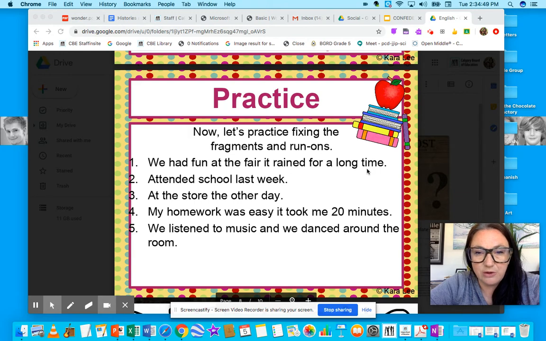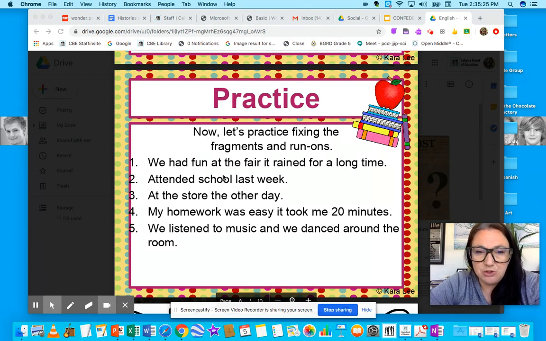Okay, welcome back. So this one is, we had fun at the fair. It rained for a long time. So this is a run-on sentence. It doesn't have a conjunction. It can be two sentences on its own. We had fun at the fair. It rained for a long time. So you could fix this run-on by adding a period here and making it two. But you could also put, we had fun at the fair, comma, but it rained for a long time. Or, and it rained for a long time.